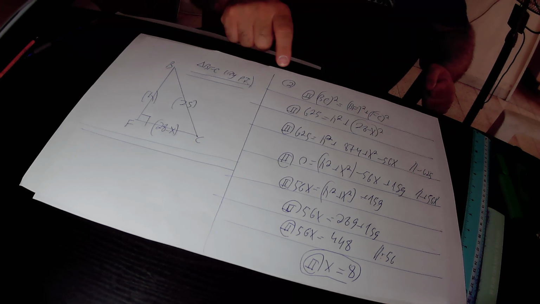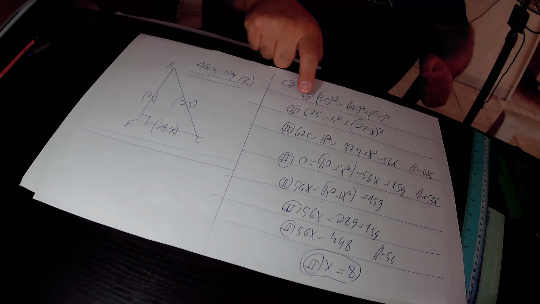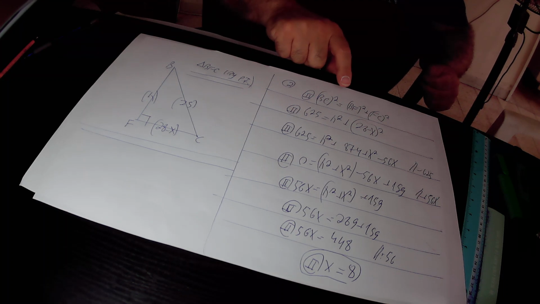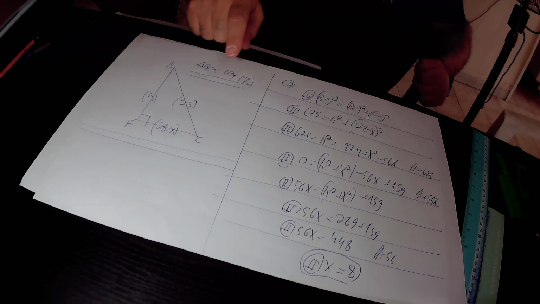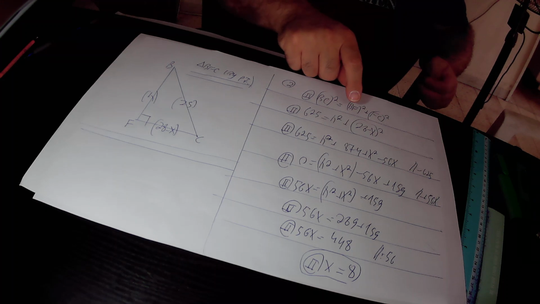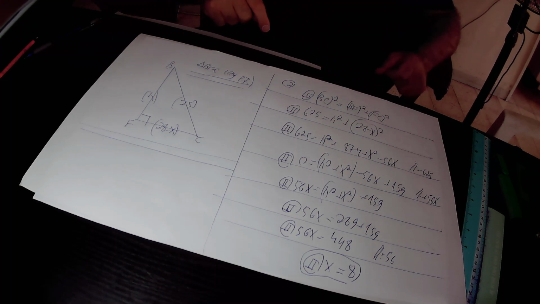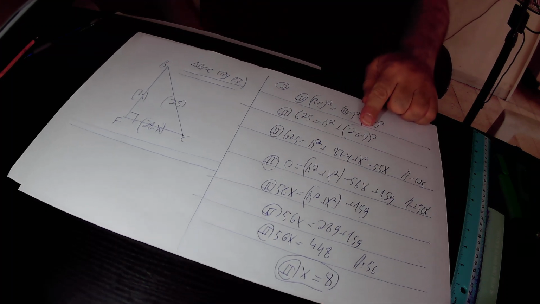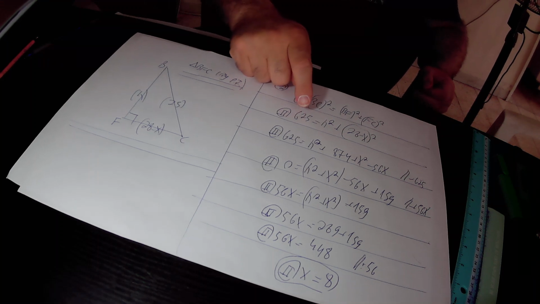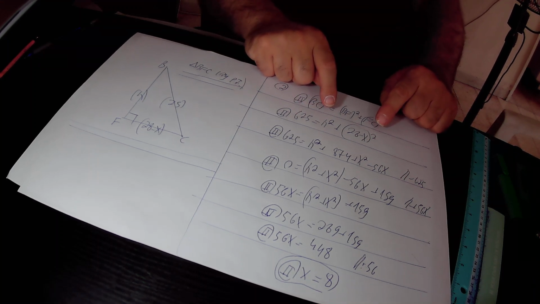BC is 25, therefore BC squared is 25 squared, that is 625. And it is equal to BF squared, BF is h, therefore BF squared is h squared, plus FC squared. FC is 28 minus x, therefore FC squared is (28 minus x) squared. We open the brackets on this side of equation 2, and finally find that 625 equals h squared plus (28 minus x) squared.